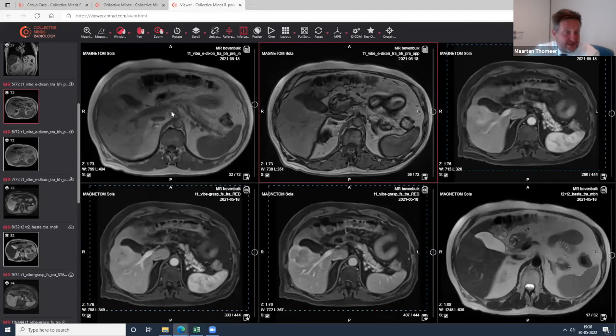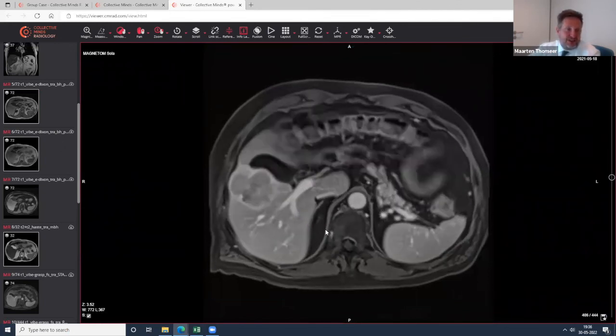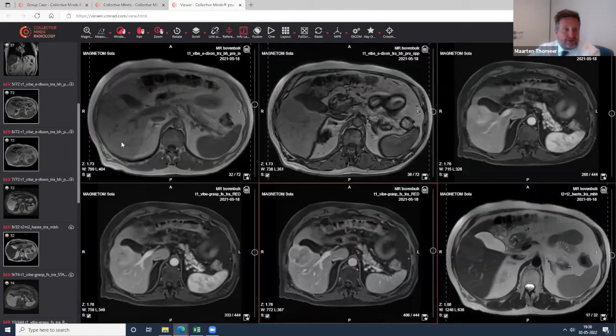So on the left side you have the in phase, and on the right side you have the out of phase, and it doesn't seem to get darker. So there is no fat in it. In this case, this is not a pseudo washout. This is a real washout, and you should be careful, because even if there's a scar in it, a washout lesion with mosaic perfusion is very suspicious of HCC.